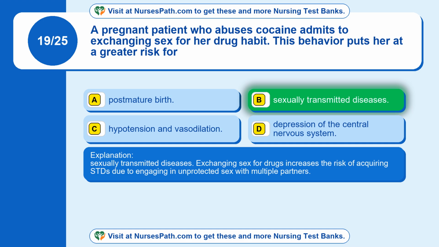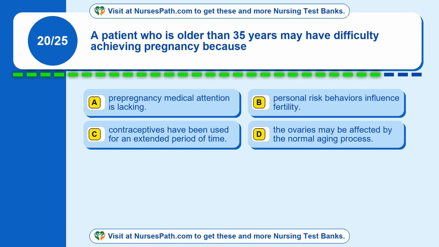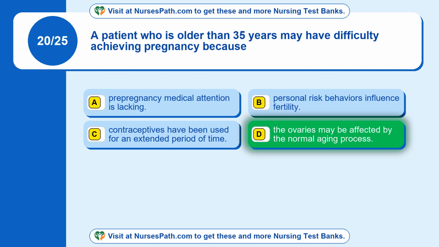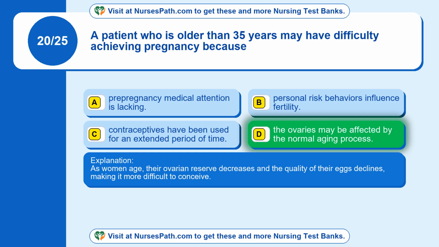multiple partners. Question 20. A patient who is older than 35 years may have difficulty achieving pregnancy because option A, pre-pregnancy medical attention is lacking. Option B, personal risk behaviors influence fertility. Option C, contraceptives have been used for an extended period of time. Option D, the ovaries may be affected by the normal aging process. The correct answer is option D. As women age, their ovarian reserve decreases and the quality of their eggs declines, making it more difficult to conceive.